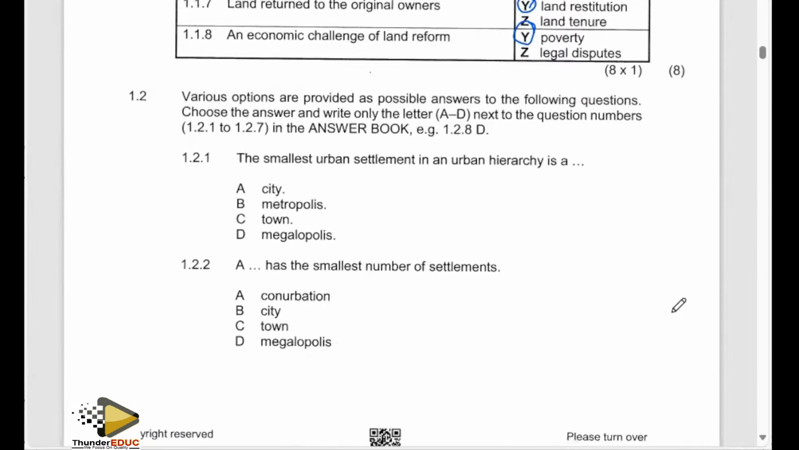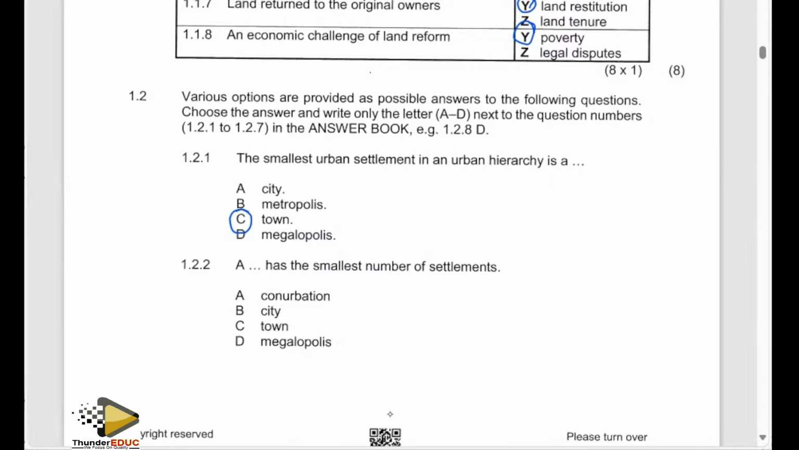That is a multiple choice section. Right, starting with the first question. The smallest urban settlement in an urban hierarchy. When you are ranking settlements according to the hierarchy of settlements, the smallest starts with a town when you are in the urban settlements. So the correct response is a town.